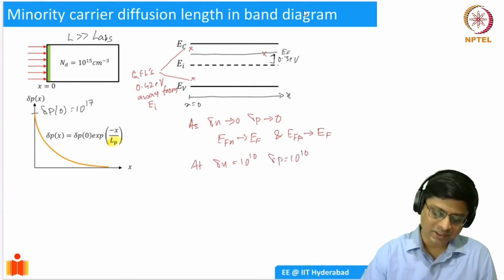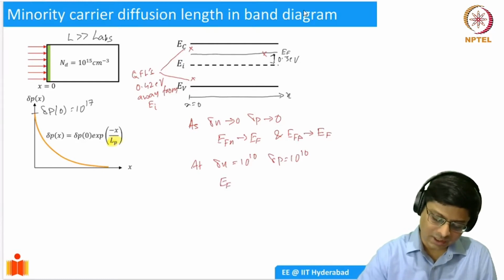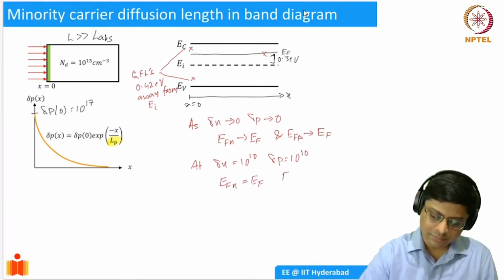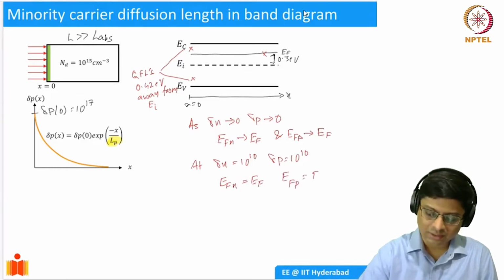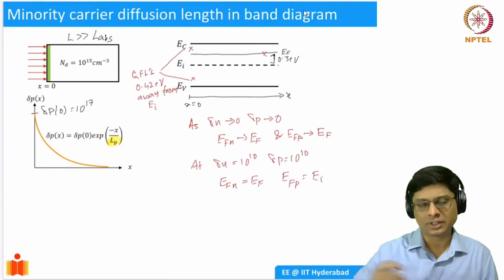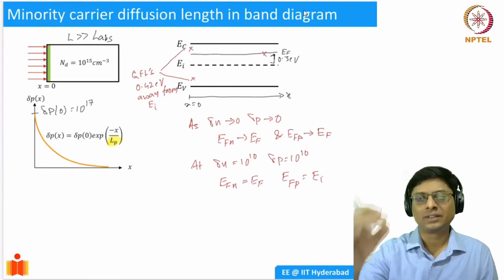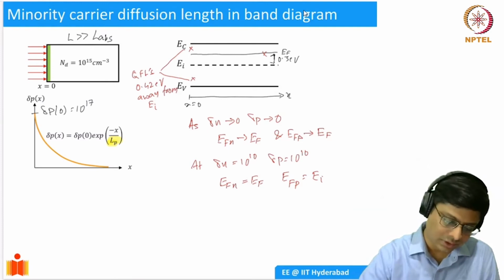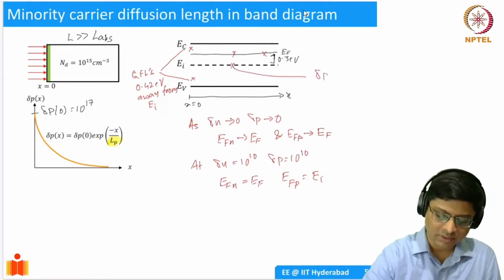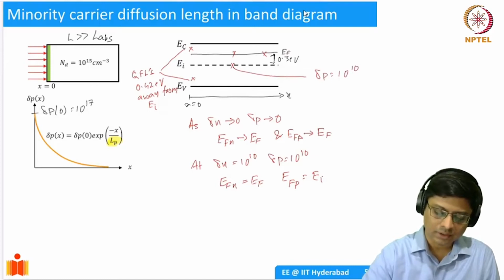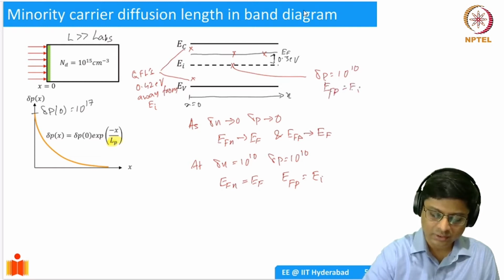What will happen? At this point, EFN is going to be equal to EF, but EFP is equal to EI, because 10 power 10 is the intrinsic carrier density. So the quasi Fermi level for holes has to be at EI. At this point, where delta P equals 10 power 10, and this will be almost here, EFP equals EI. Please verify these things.